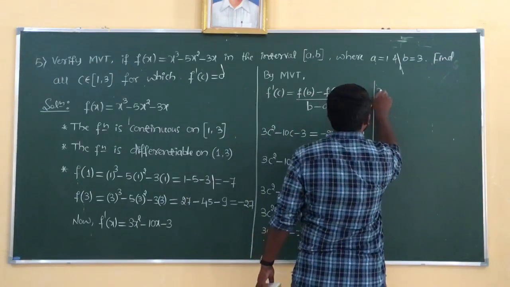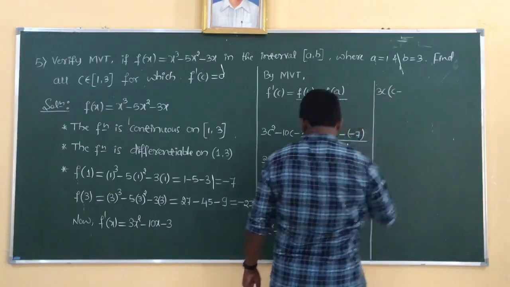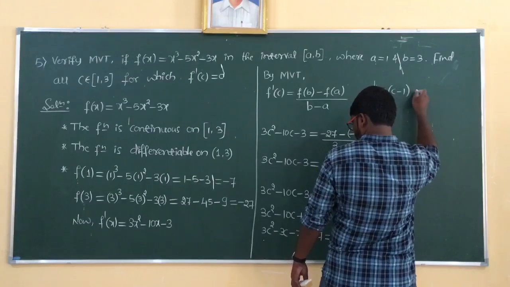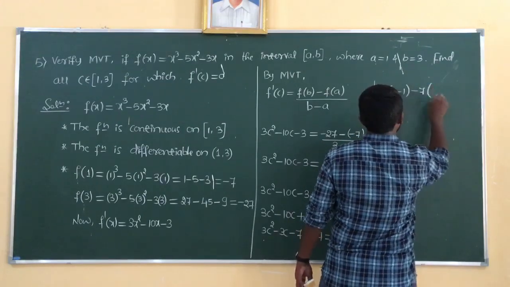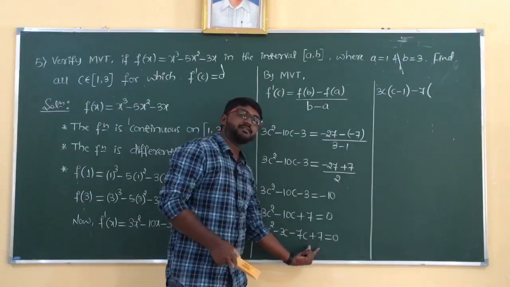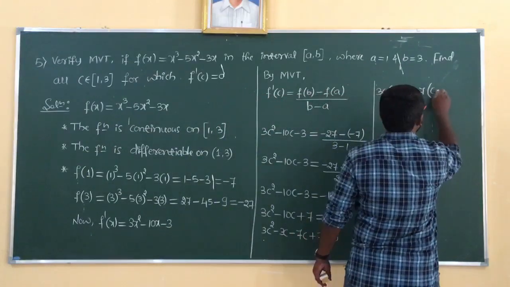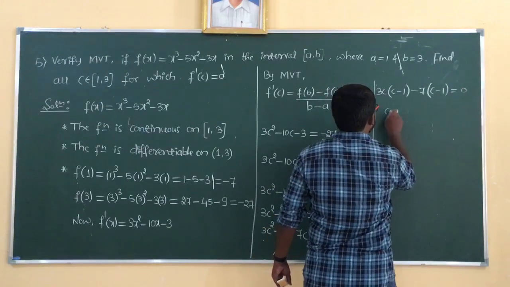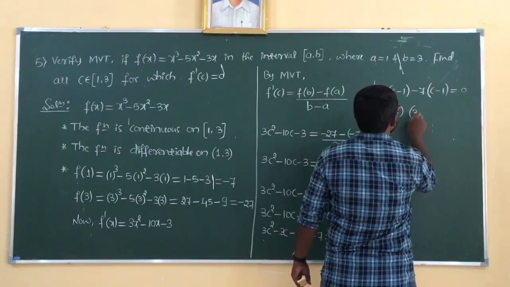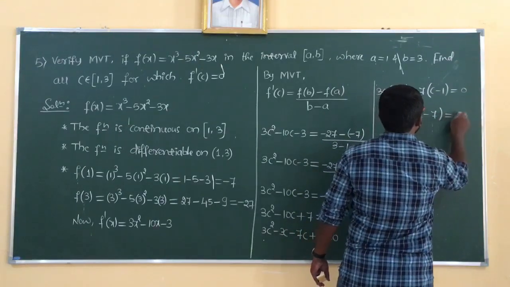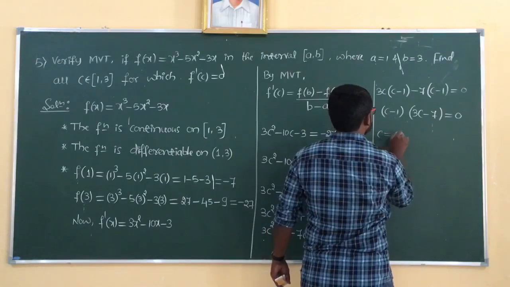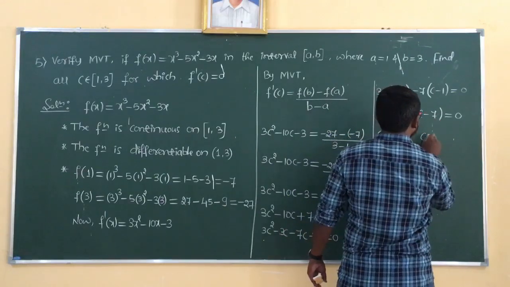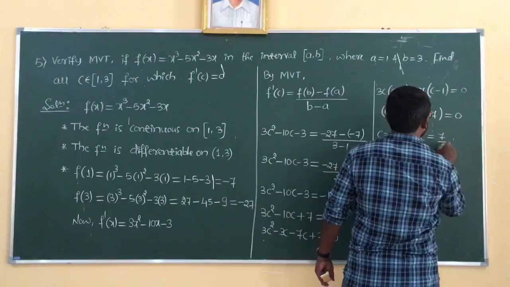We get 3c as a common term, so 3c into c minus 1. In these two I take minus 7 common, we get c minus 1, which is equal to 0. So this can be written as c minus 1 into 3c minus 7 equal to 0. From this c is equal to 1, and from this c is equal to 7 divided by 3.